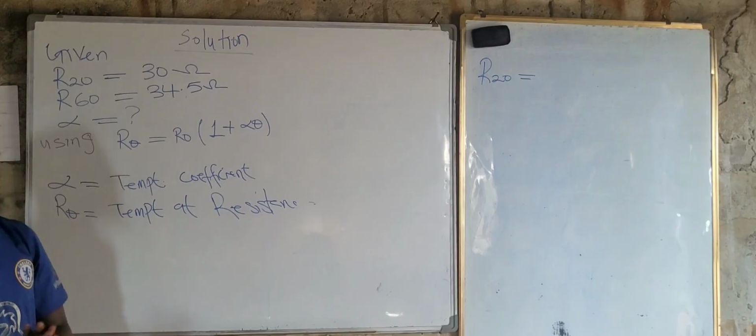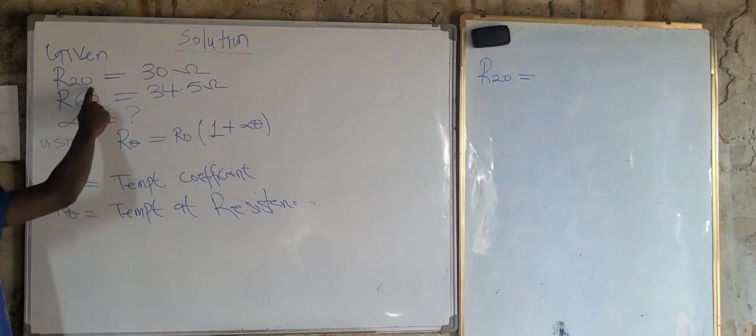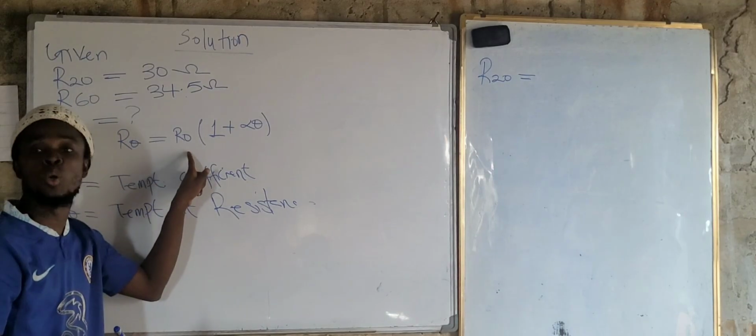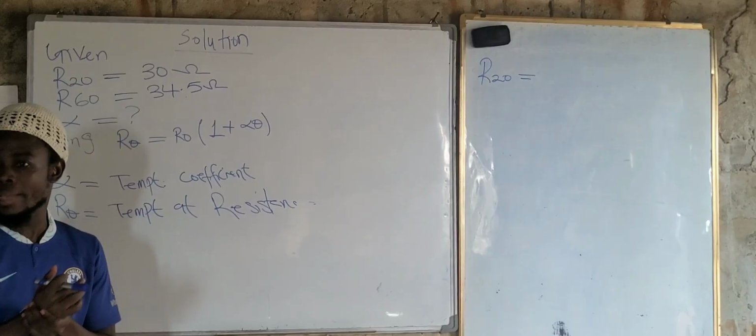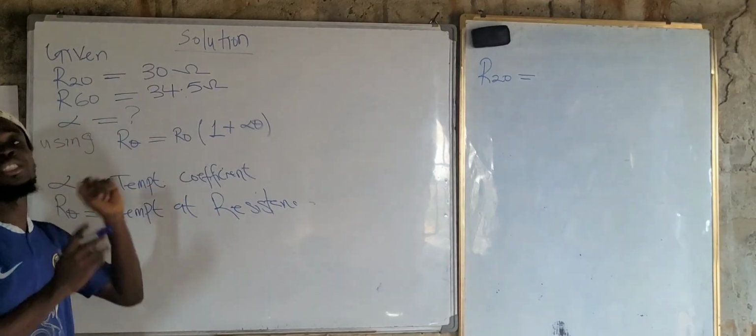Are we okay here? Now, temperature at 0 degrees Celsius. So why am I putting R0 here? Because our formula states that R theta is equal to R0, temperature at 0 degrees Celsius. Are we right? When the temperature is at 0 degrees Celsius, just put this value there.